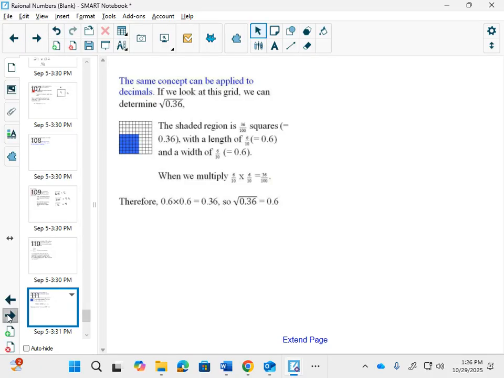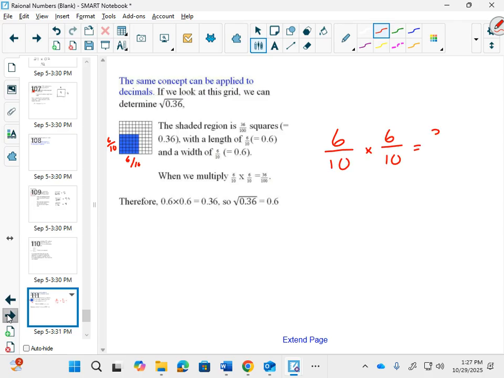We can do this with decimals. If you take a 1 by 1 square and break it up into 100 little pieces and shade 36 of them, this would be 6/10 and this would be 6/10. And if you multiplied 6/10 times 6/10, multiply the tops and multiply the bottoms, you would get 36 out of 100.